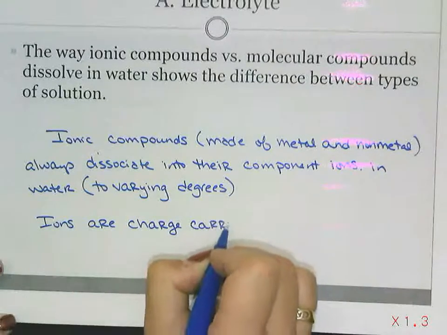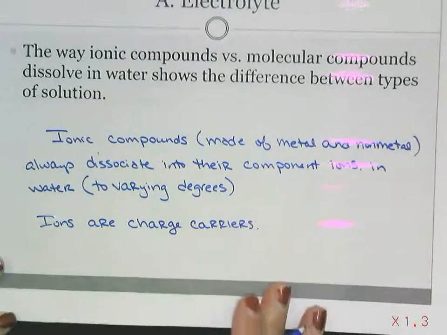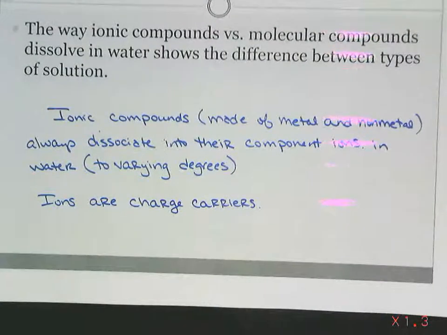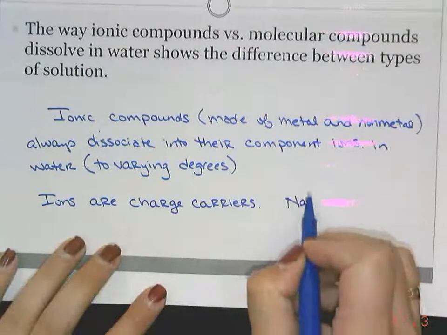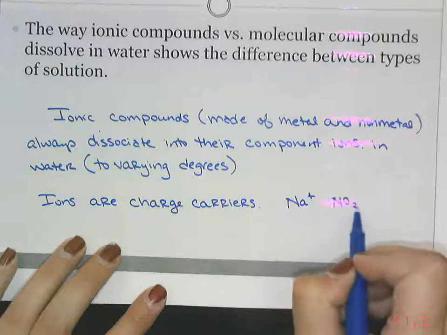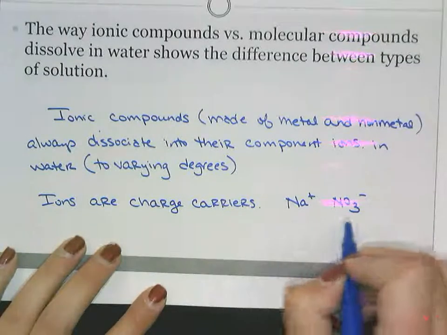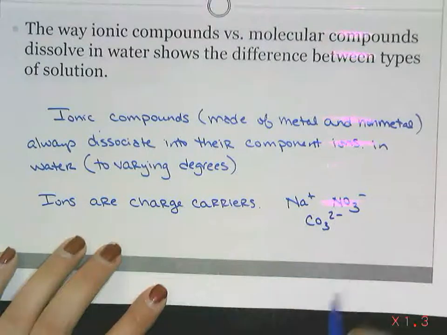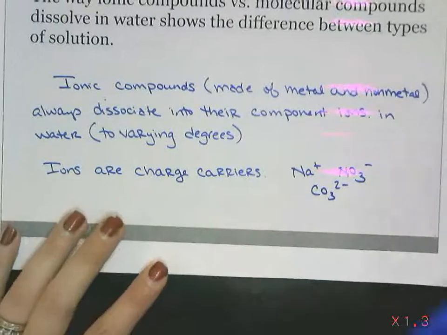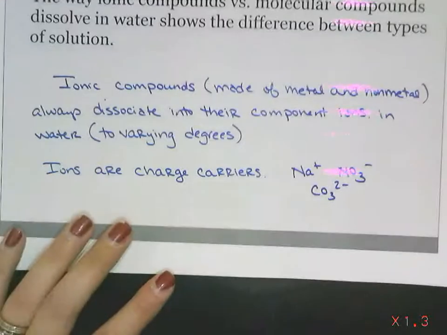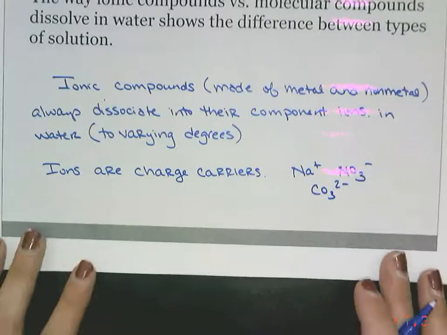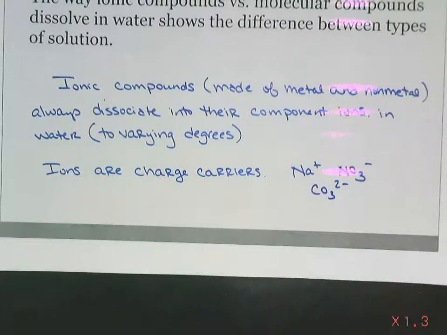All right, the thing that makes ions unique is that they're charge carriers, right? We could think of sodium plus or any of those ions. They all have some sort of charge associated with them. So if they have a charge, they can conduct electricity.